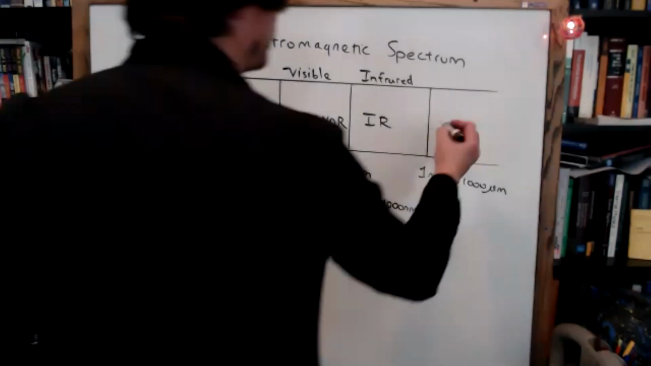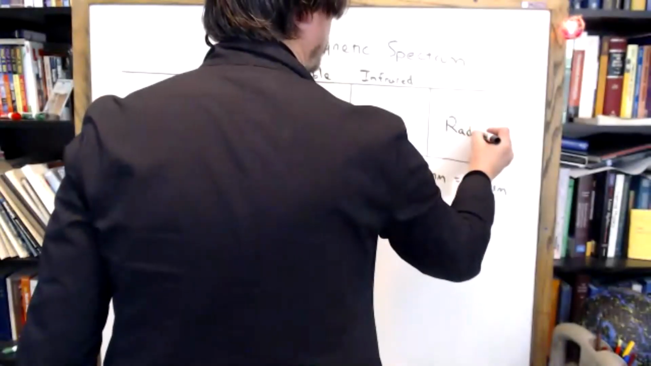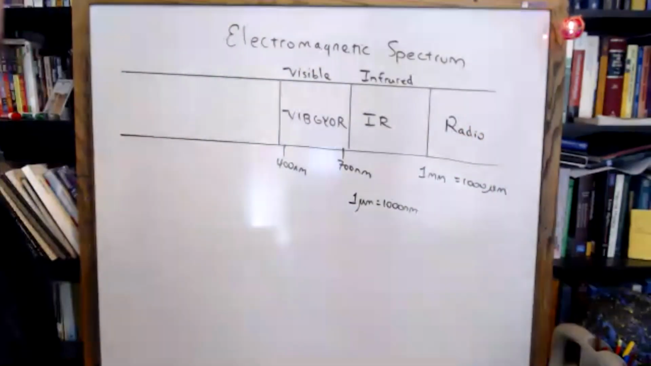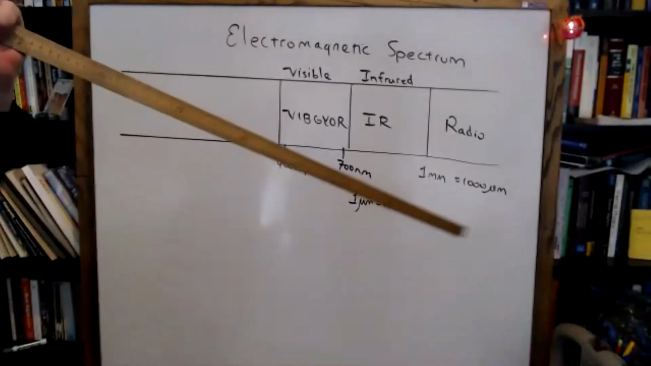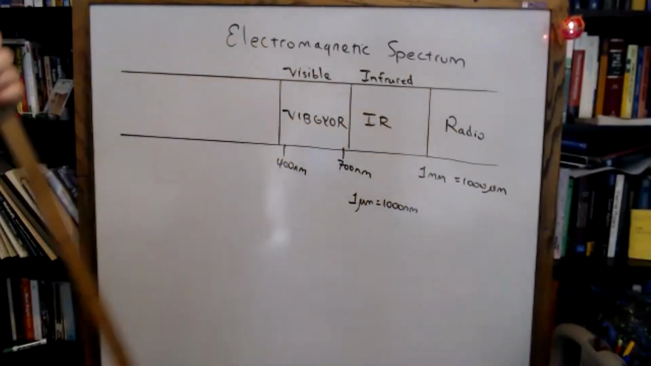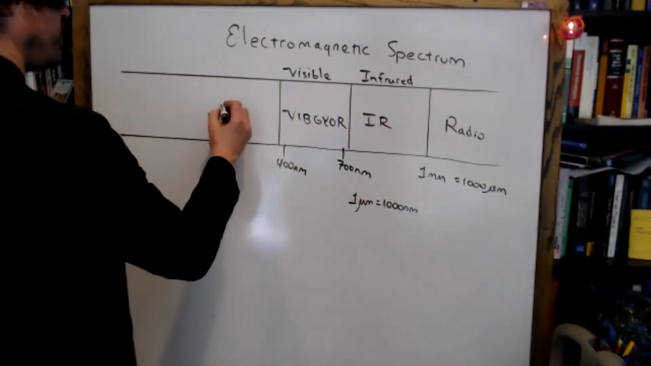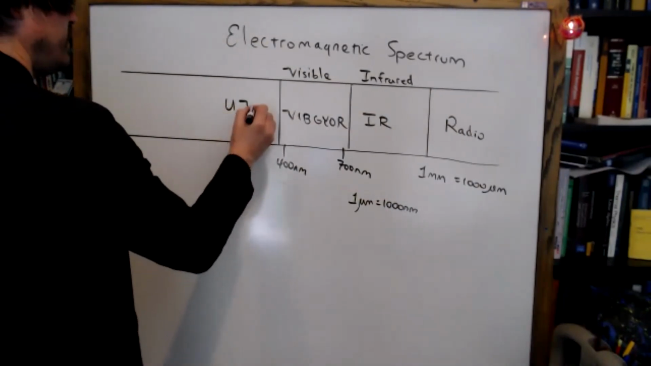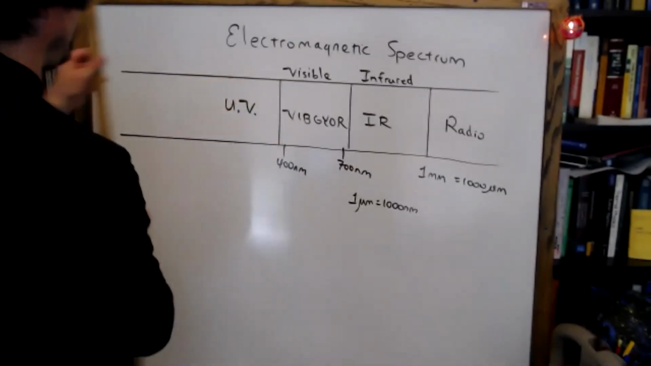At very long wavelengths, we have radio photons, the radio waves. These are transmitted by radio towers, and even your cell phones broadcast light in the radio regime. At short wavelengths, we have UV, which stands for ultraviolet.